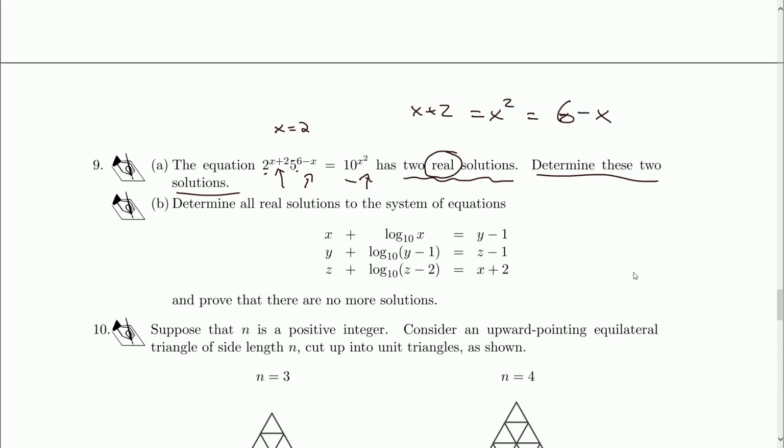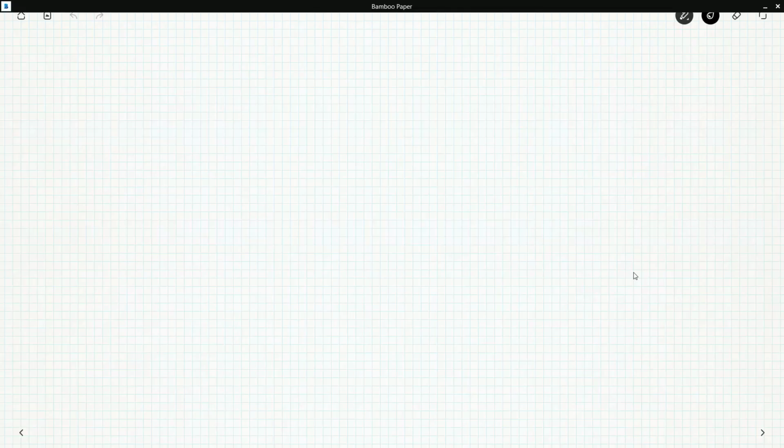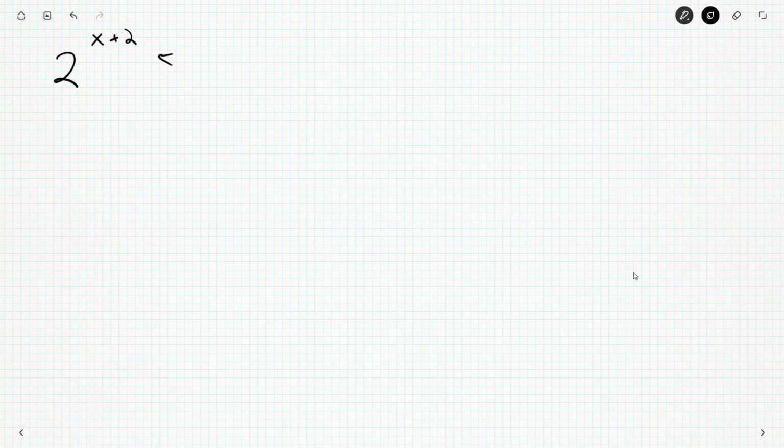Okay? But that's making a bunch of assumptions. That 2 times 5 equals 10, so it must just be the case where I've done something like 6 to the 3 is 2 to the 3 times 3 to the 3. But that doesn't have to happen. With real solutions, you can have very, very odd things happen. Alright, so it's 2 to the x plus 2, 5 to the 6 minus x is 10 to the x squared. Now, I still will have to prove the x equals 2 solution.